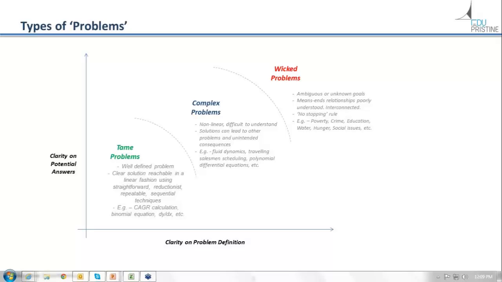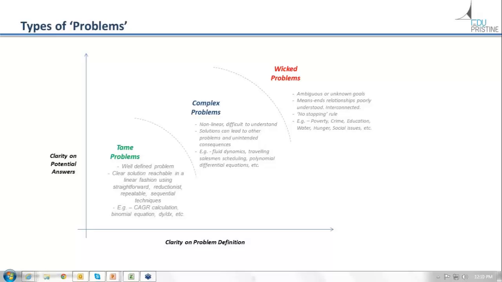And then there are wicked problems. As you get much further out on both dimensions, both in terms of the clarity of the problem as well as the clarity of the potential answer. Think of poverty, think of crime, think of education. These are problems that are so interconnected, with so many variables, that it's difficult to even start thinking about where to start solving the problem. That's the category of problems called wicked problems.